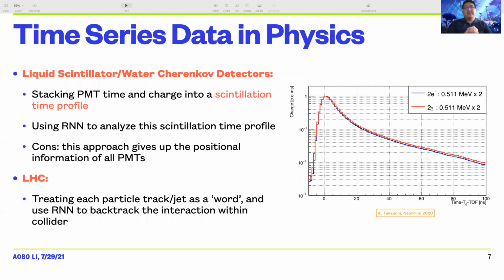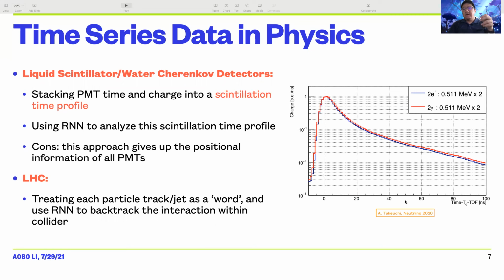In liquid scintillator and water Cherenkov detectors, you can stack your PMT time and charge into what we call the scintillation time profile, where the x-axis is just the time of the PMT hit, and the y-axis is just the charge the PMT registers. This also becomes a waveform-like time series, and you can use a recurrent neural network to analyze this scintillation time profile.